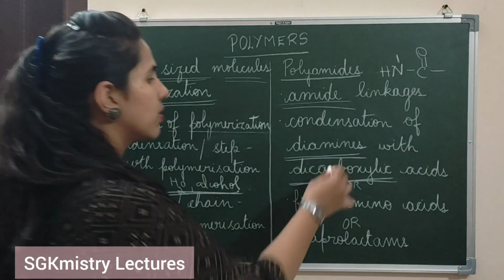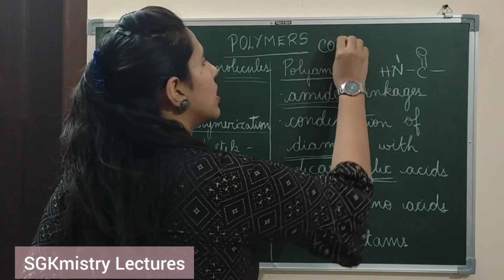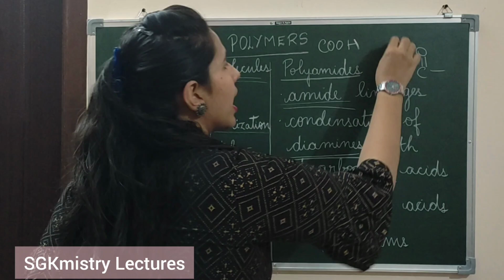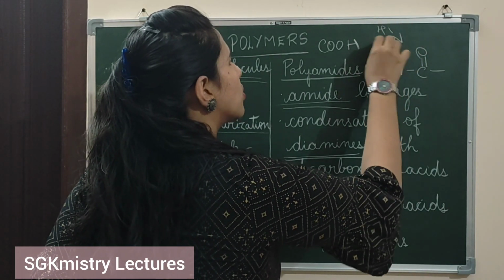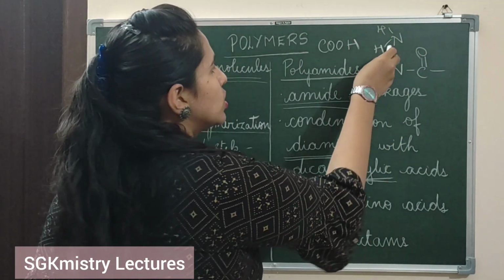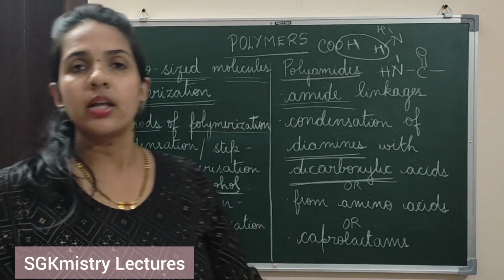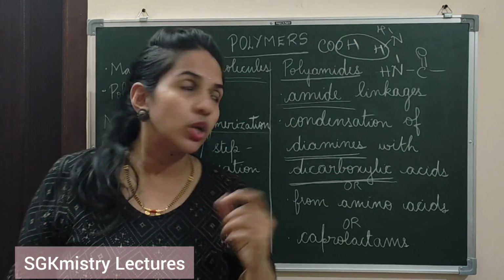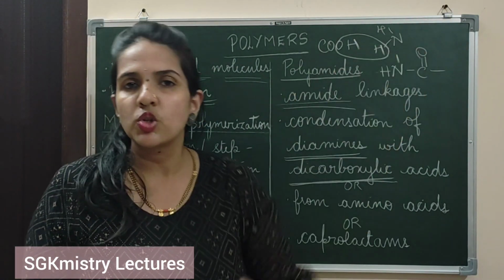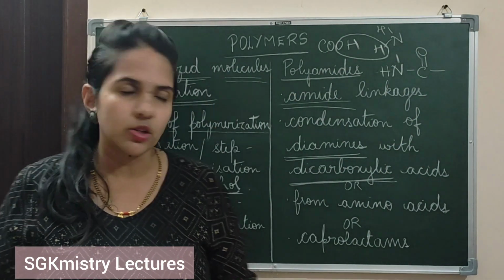So here you know that whenever it is a carboxylic group, there is COOH, and when there is an amino group, there is NH2. So this H and OH will combine together, and this will be removed as a water molecule to give the CONH linkage or the amide linkage.